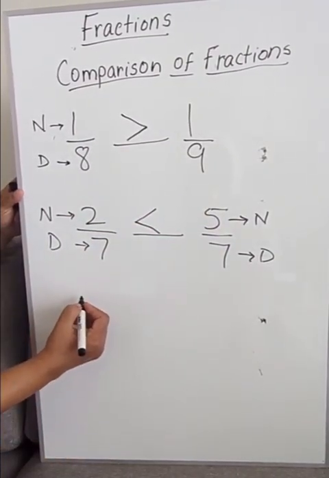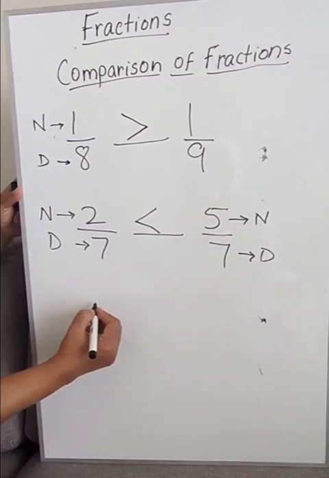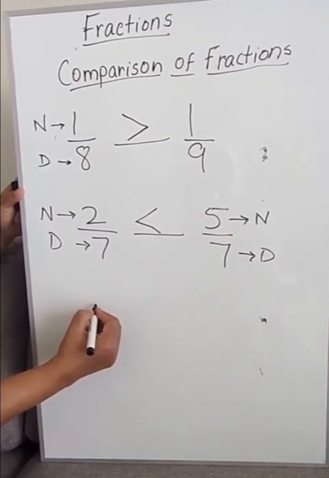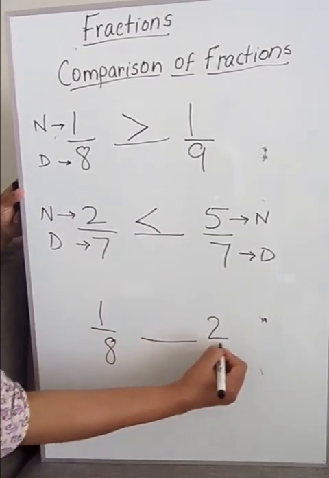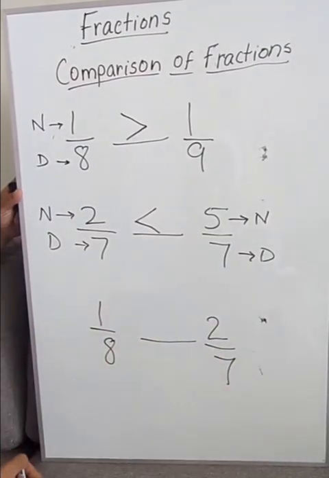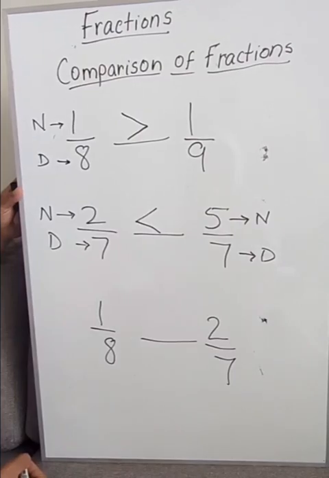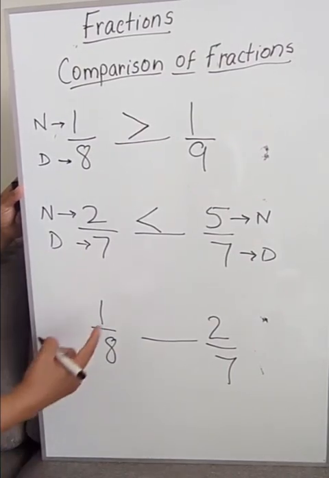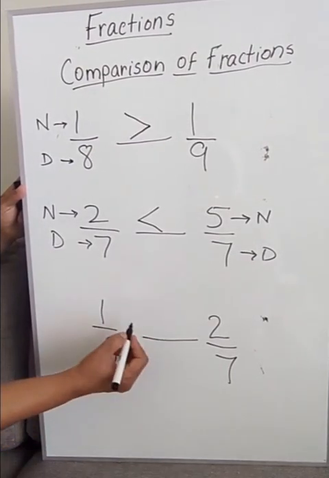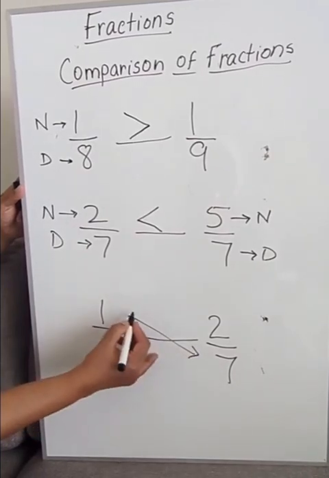Now the third type of fraction you would find in your questions would be with two different numerators and two different denominators. So how would you compare when you have the numerators different and the denominators different? For these kinds of questions, you look at cross multiplying them.